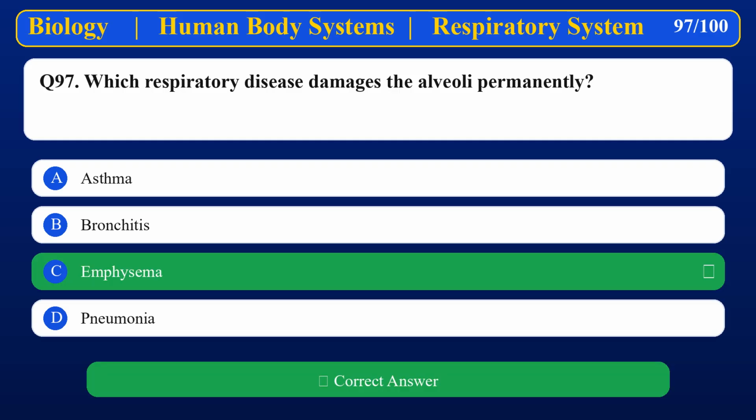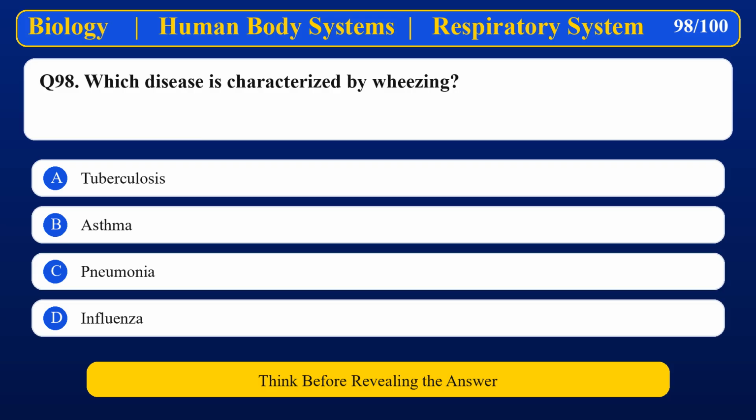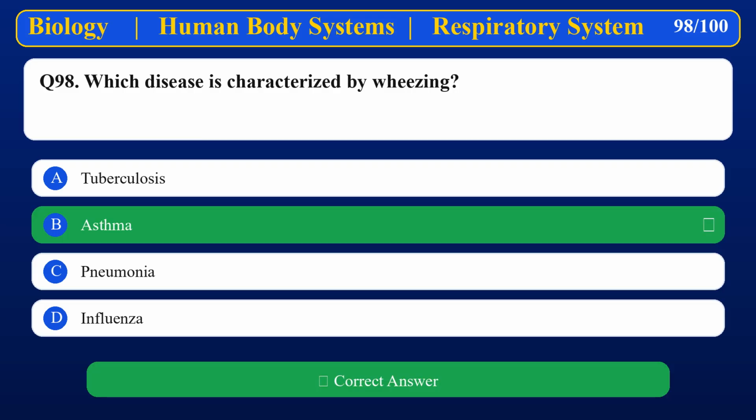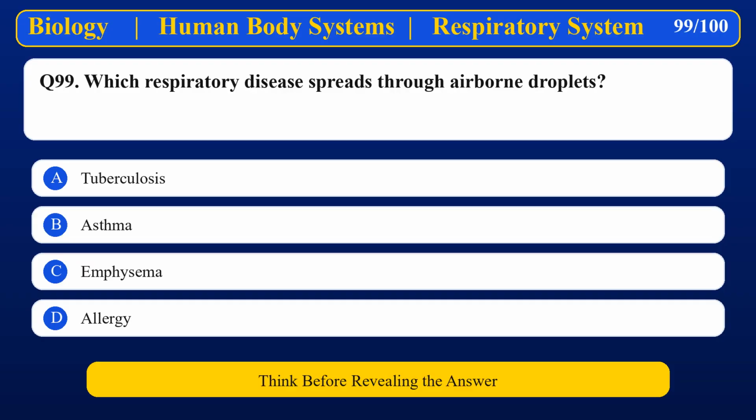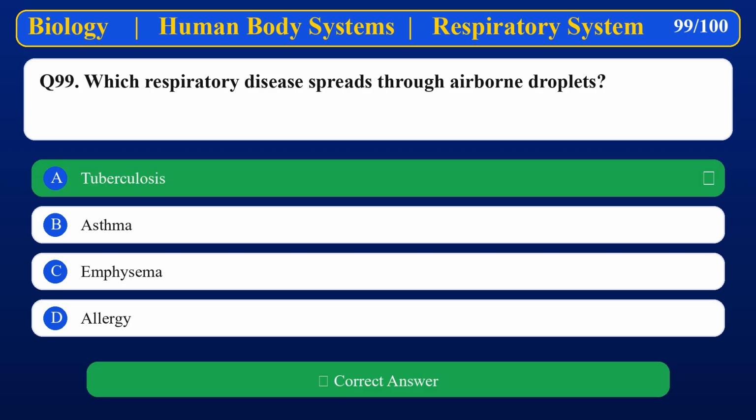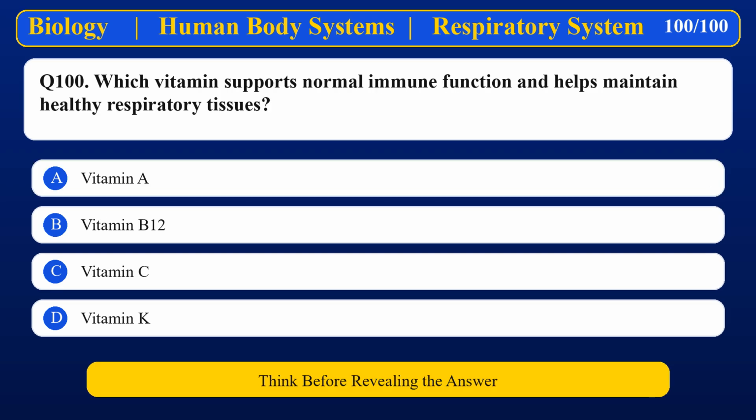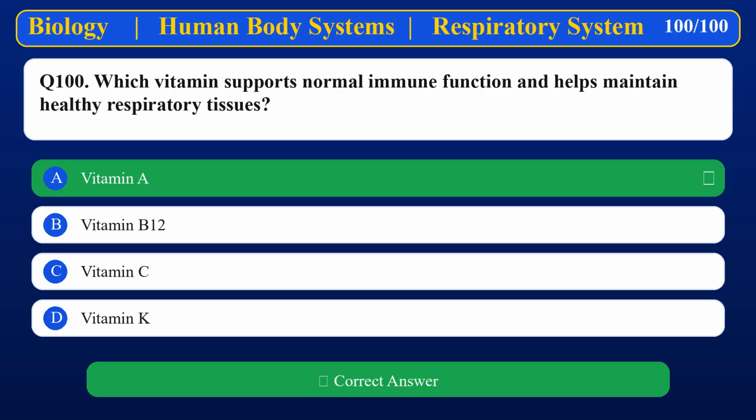Which disease is characterized by wheezing? Asthma. Which respiratory disease spreads through airborne droplets? Tuberculosis. Which vitamin supports normal immune function and helps maintain healthy respiratory tissues? Vitamin A.